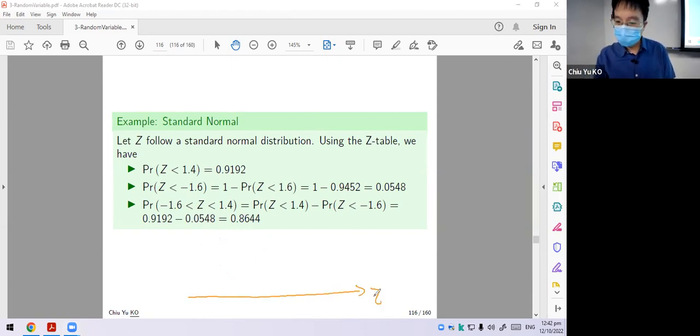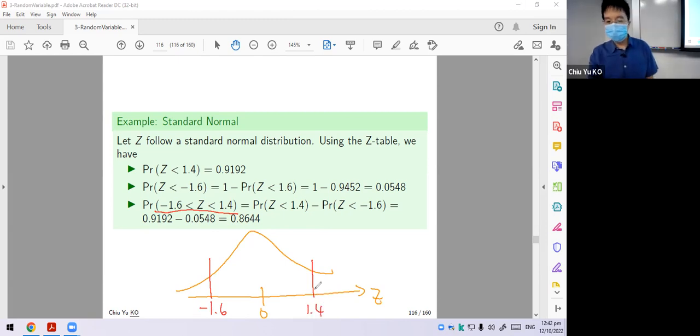this is Z, right? And 0 is here, and this is the graph. And what the question asks is between negative 1.6 and 1.4 here. And this is the area they want, somewhere in the middle, right?